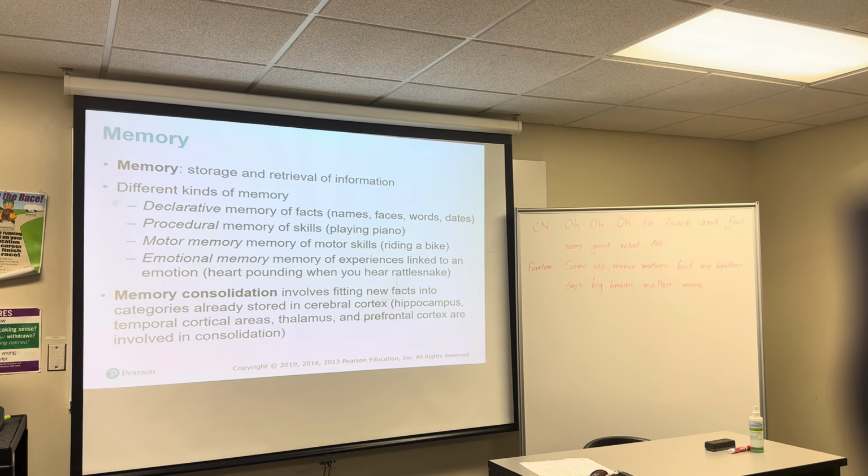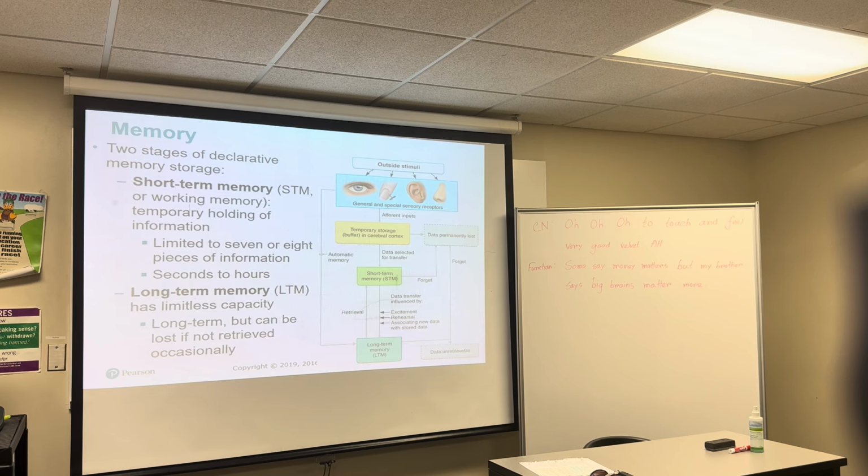Memory consolidation involves fitting new facts into the categories already stored in the cerebral cortex, right? This is important. The most important part is memory consolidation. You can have different types of memory: short-term memory and long-term memory. For example, every time you are trying to log in, you have to look at the passcode that was sent to you. You have to remember it for a short time, just so that you look at it and type it, and then you forget it. Don't worry about it, right?